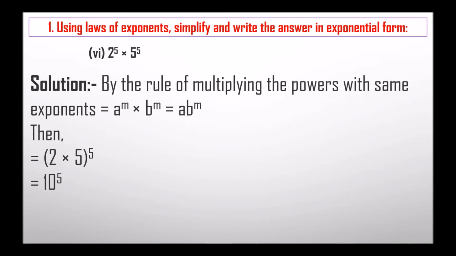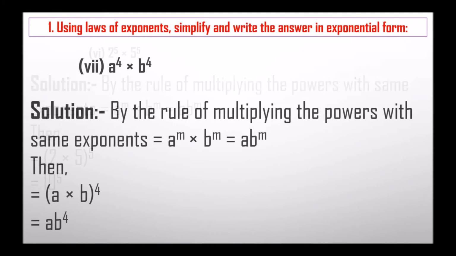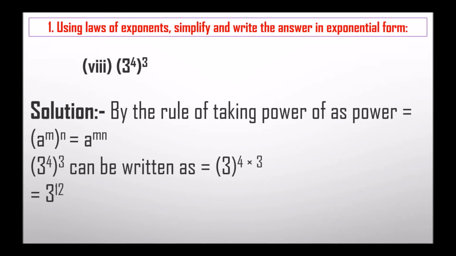2 raised to 5 into 5 raised to 5, by the rule of multiplying the powers with the same exponent, so 2 into 5, that is 10 raised to 5. So 10 raised to 5. a raised to 4 into b raised to 4, so a into b raised to 4, so ab raised to 4. 3 raised to 4 bracket 3 can be written as 3 raised to 4 into 3, that is 3 raised to 12.